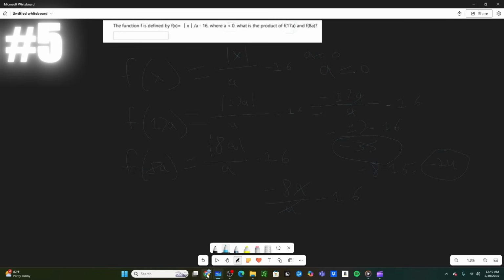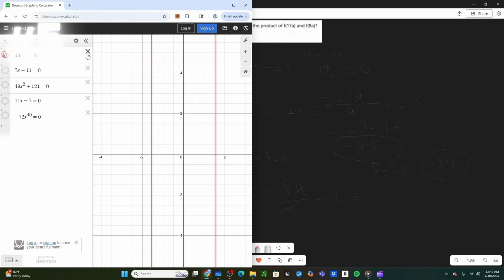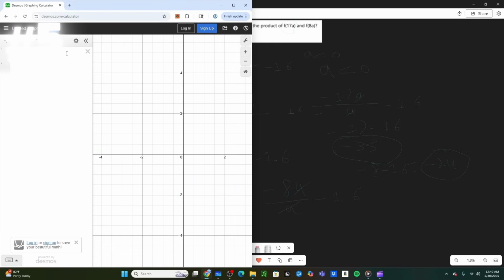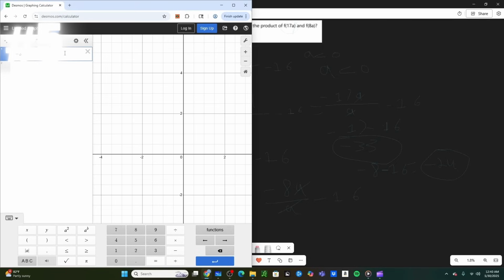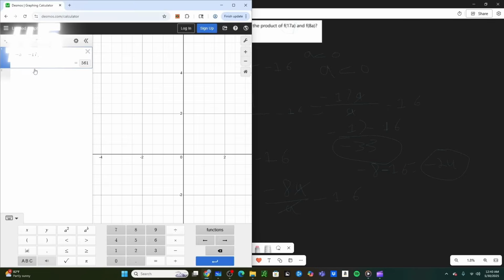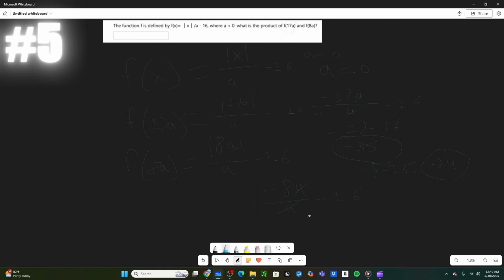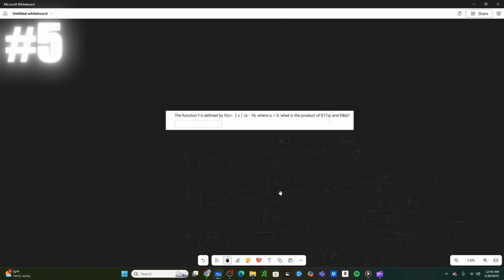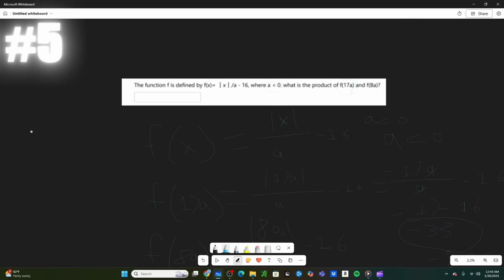Let's go ahead and multiply those with Desmos, right? So this is from the last problem, but negative 33 times negative 17, that's 561. Let's go back to this problem. Sorry, wait, it was negative 33 times negative 24. So negative 33 times negative 24, right? Those are our two values. That's 792. And so, boom, that's our answer to the question. The product of those two values is 792.